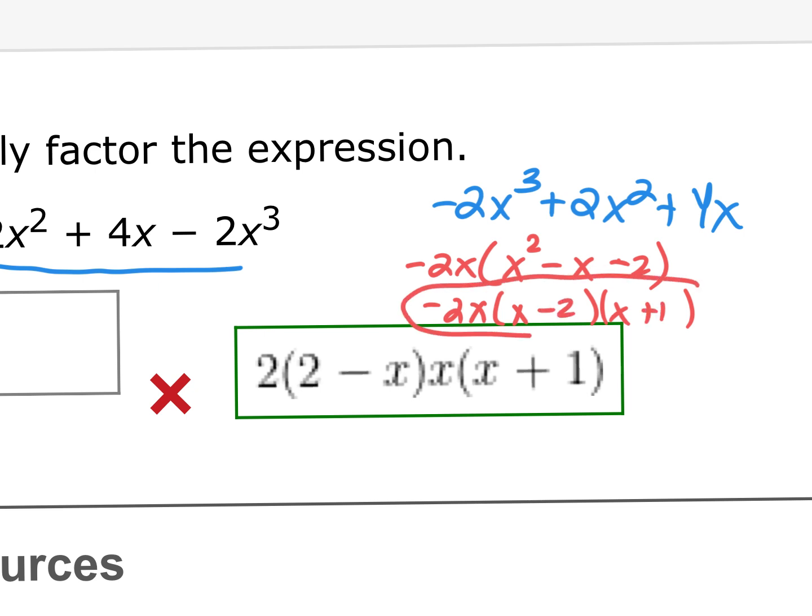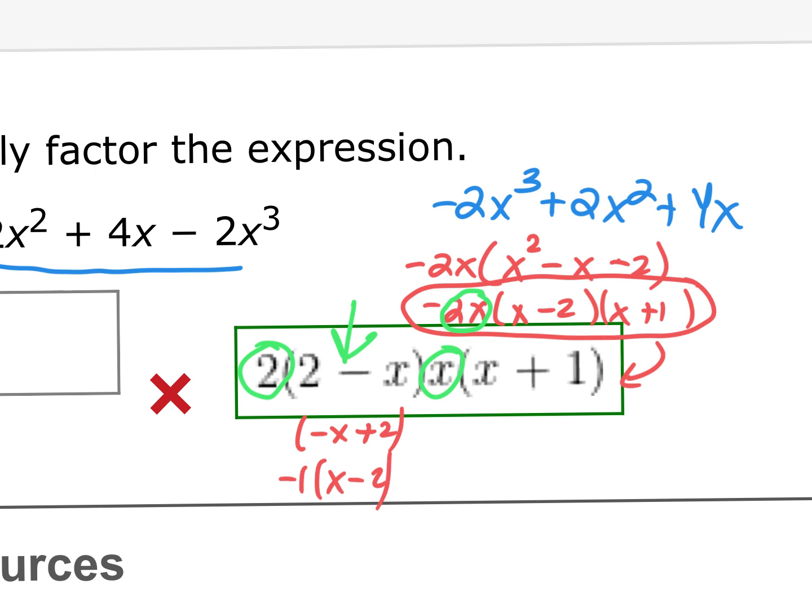Guys, this answer here is the same as this answer here. Do you see the 2 that they took out and the x that they took out? Right? There's my 2x right there. They just didn't write it together. And if I were to rewrite this, would you agree that this would be negative x plus 2? And then if I took out the negative 1, this would be x minus 2. So that's where the negative is right here. This is the most simplified form.